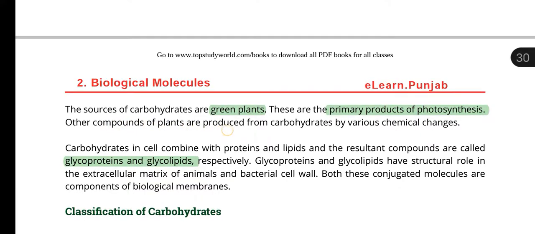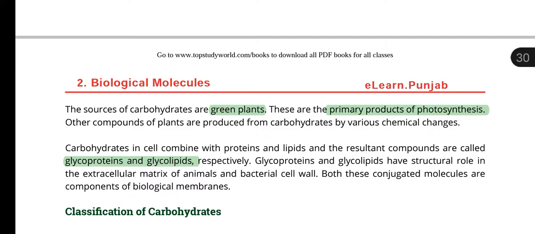Other compounds of plants are produced from carbohydrates by various chemical changes, and most importantly, carbohydrates can attach to many other biological molecules like proteins, lipids, and nucleic acids. So they form conjugated molecules. These are called glycolipids or glycoproteins. Glyco means carbohydrate. Glycolipids are lipids plus carbohydrates. Glycoproteins are carbohydrate plus protein.